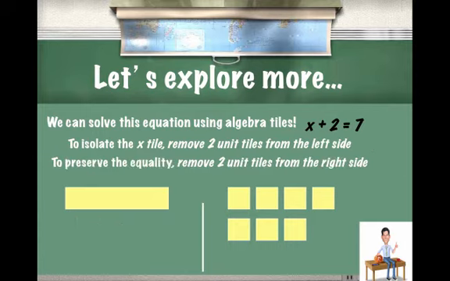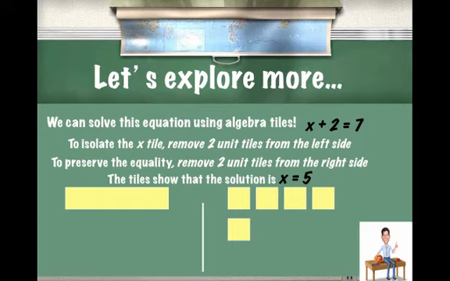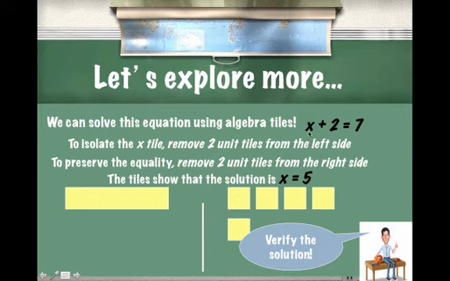To preserve the equality, we must remove 2 unit tiles from the right-hand side. The tiles show that the solution is x equals 5. The textbook will often say verify the solution. So in that case, we take our answer, x equals 5. We put 5 in the place of the x for the original question. It becomes 5 plus 2 does equal 7. We know we got the answer right, therefore the solution is correct.